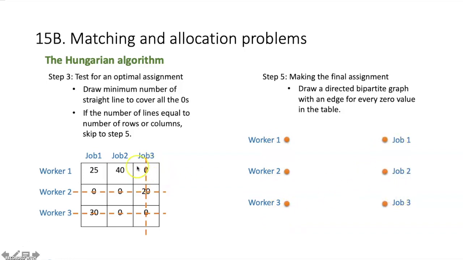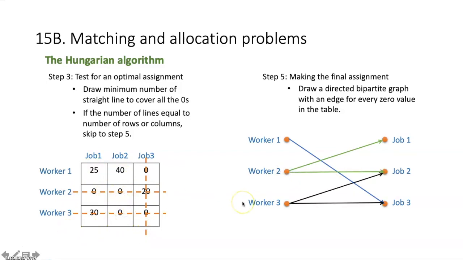For the 0 value, we have worker 1 here. It links worker 1 with job 3. So we need to draw an edge to connect them. Then for worker 2, we have 2 zeros linking worker 2 to job 1 and job 2. Worker 3 is job 2 and job 3.